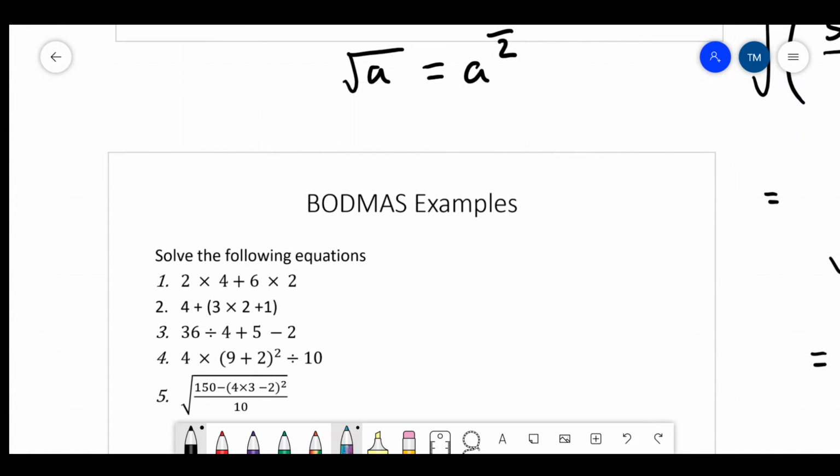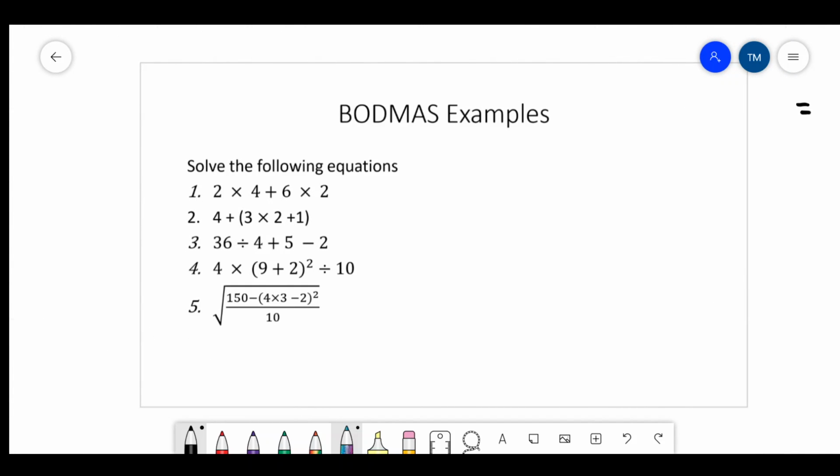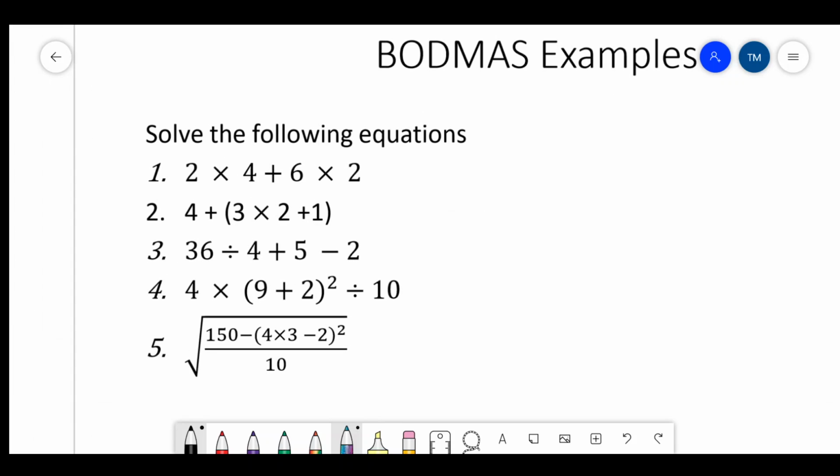So here are some examples. If you can, pause the video and try these yourself. Otherwise, we will go through them. Okay, so hopefully you paused the video and tried these yourself. We'll go through them step by step.